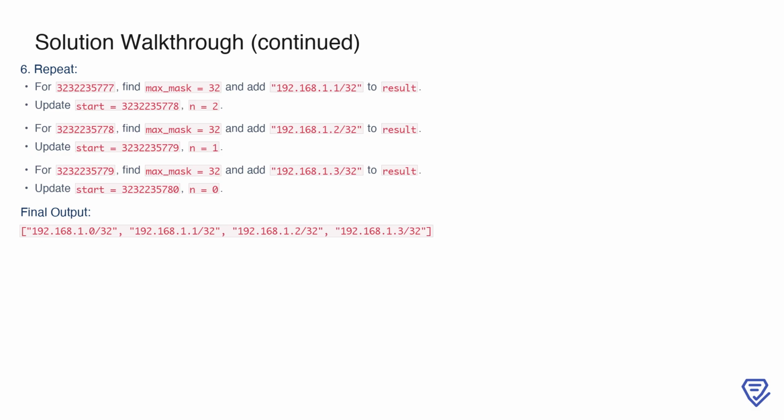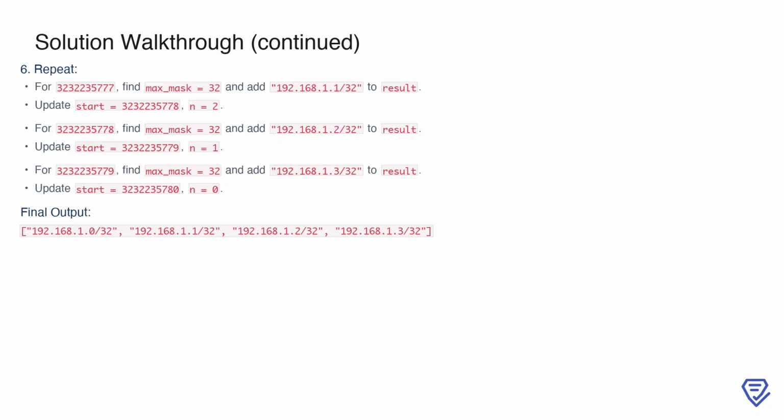For start equals 3232235777 and n equals 3, the maximum mask size remains 32, and we append the CIDR block 192.168.1.1/32 to the result list. We then increment start to 3232235778 and reduce n to 2. Similarly, for start equals 3232235778 and n equals 2, the maximum mask size is still 32, and we append 192.168.1.2/32 to the result list. After this, start is updated to 3232235779, and n becomes 1.